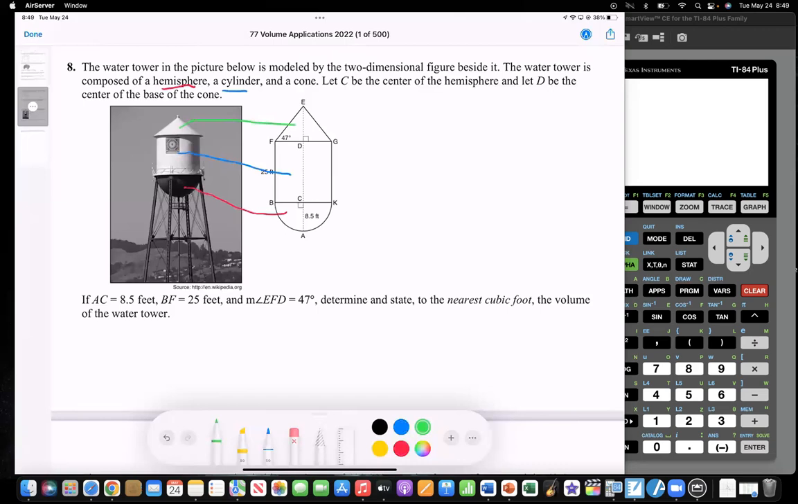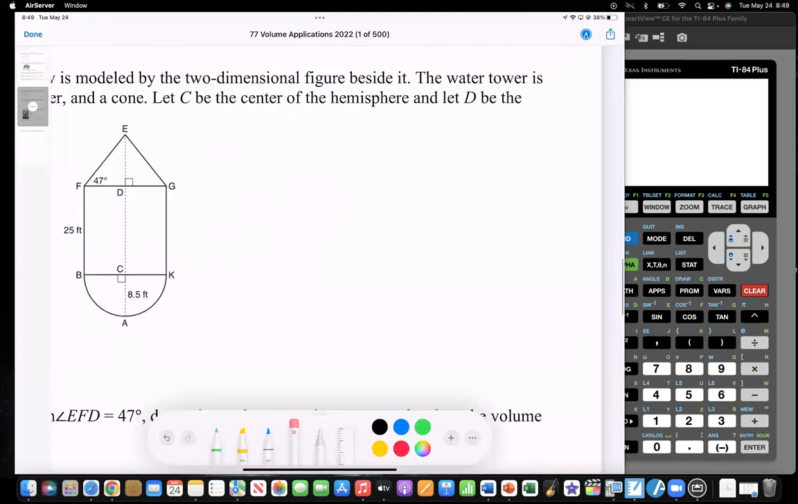It tells me that C is the center of the hemisphere, so C is the center there, and then D is the center of the cone. So I can assume that this is half, and this is the other half for each of those. Okay, so it looks like everything's labeled. I see the 8.5 feet there, the 25 feet there, and the 47 degrees there. So we want to find to the nearest cubic foot the volume of the water tower. All right, so let me clean this up a little bit and let's hop right into it.